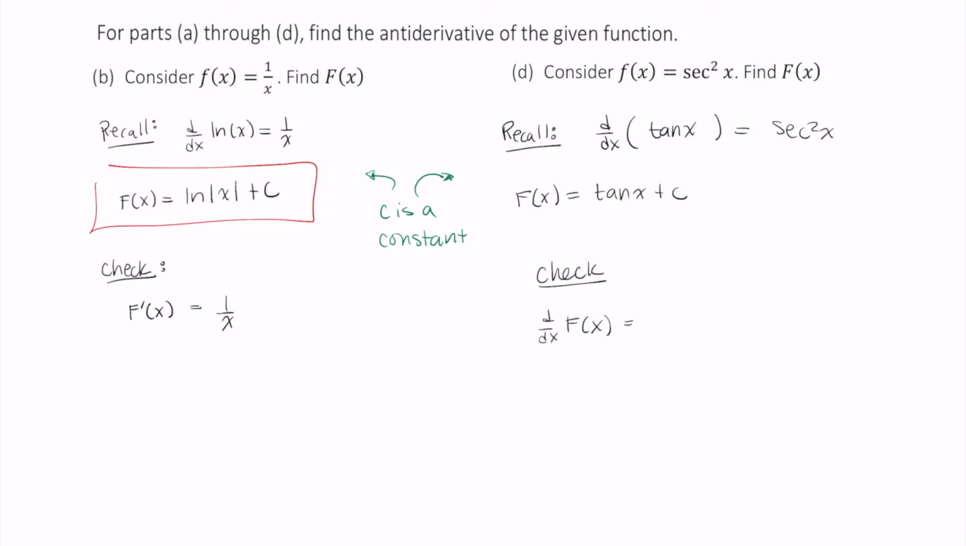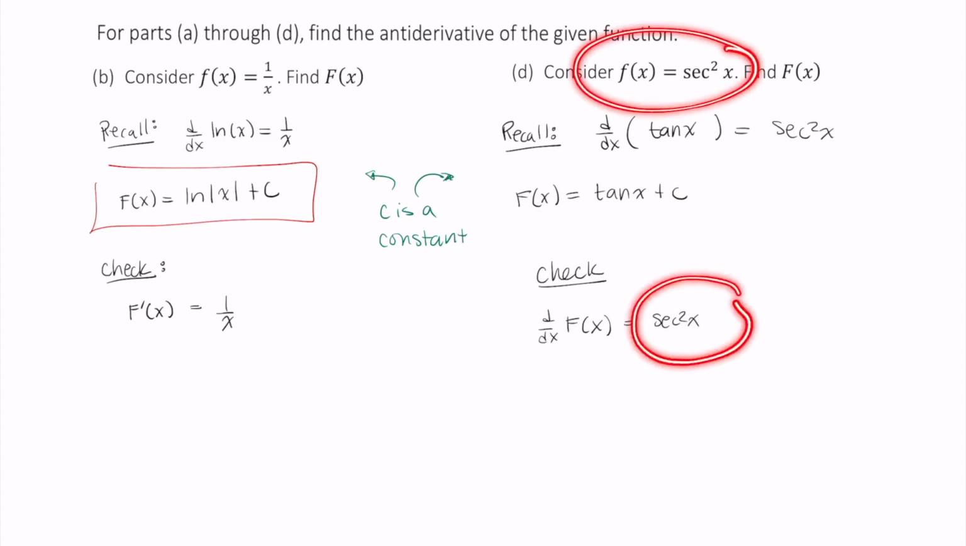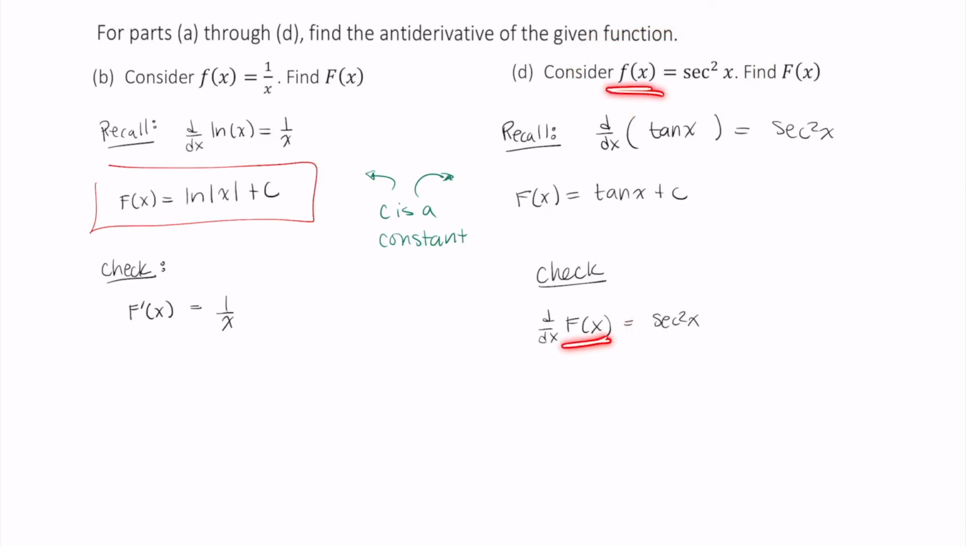And this becomes secant squared x plus this derivative. The derivative of c with respect to x would be 0, so I'm just going to leave that off. And if you notice, little f of x is equal to this value, so indeed the derivative of big F is equal to little f. So this is the antiderivative, the most general form of the antiderivative.